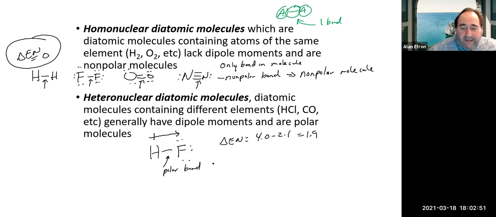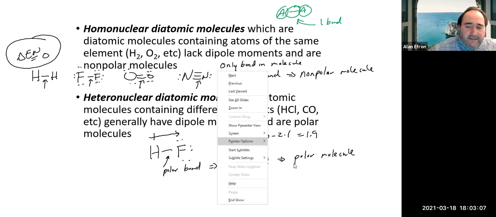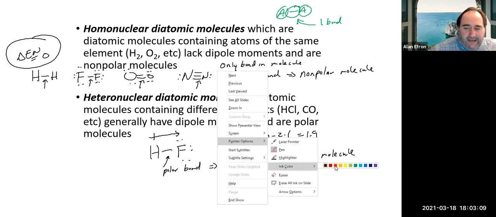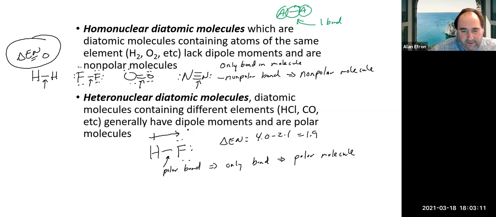And because that's the only bond, it would also be a polar molecule because of that. And that arrow would represent both the bond dipole, but it would also represent the dipole moment in this molecule. So this arrow here would be its dipole moment.